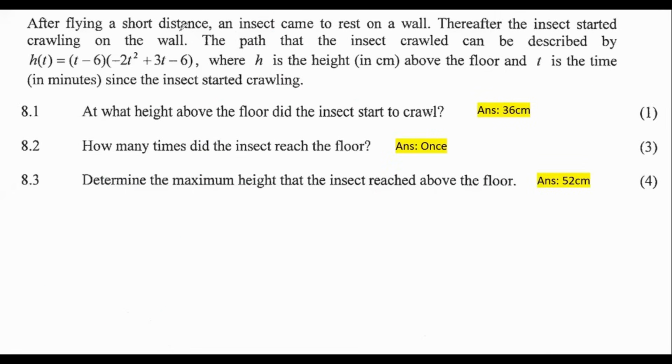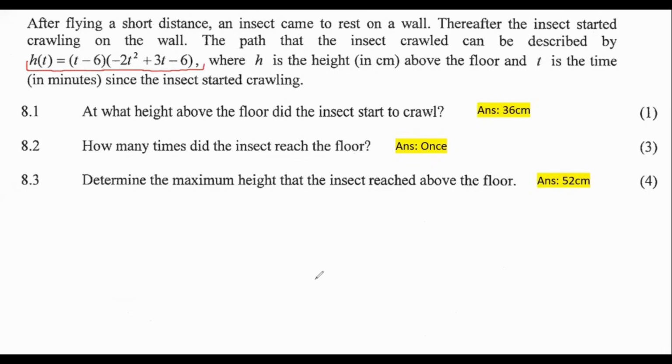So this one says it's sort of about some insect that's busy crawling around on a wall. The story about the insect's not that important. The insect started crawling on the wall. The path the insect crawled can be given by this equation. Okay. Then it says h is the height and t is the time.